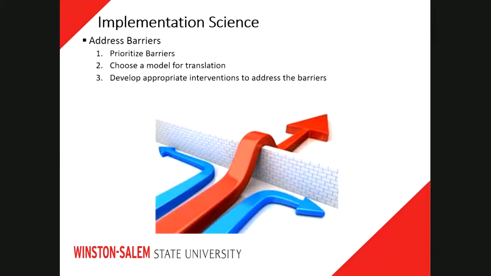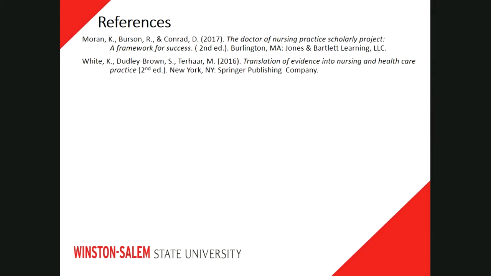And the bottom line is, with implementation science, the biggest takeaway is that you address barriers. You prioritize those barriers. You go back and you see, how am I going to implement, which is essentially, how am I going to translate this evidence into practice? And you choose an implementation science model that is going to support you in doing that. And you develop appropriate interventions to address the barriers that you identify. This concludes the lecture on implementation science.